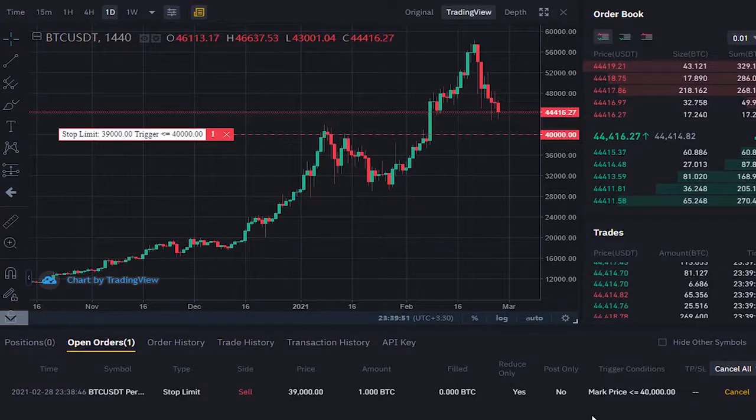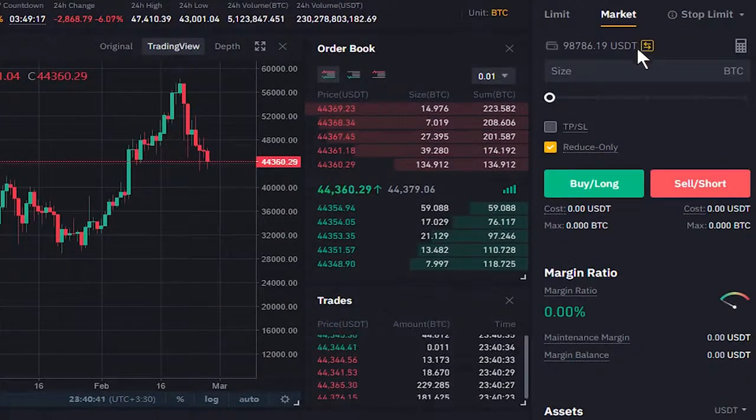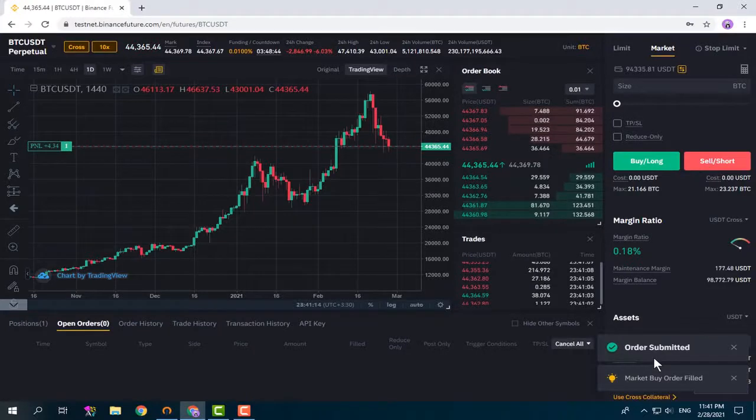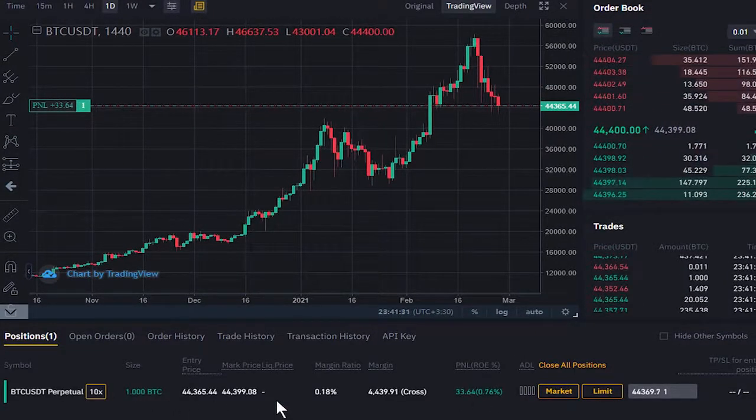This order can also be used for setting stop loss and exiting a position. Let me cancel this order and see how we do it. Consider you entered a long position here. Let's place a market buy order with size of 1 Bitcoin. We click on buy long, order submitted, and here is our long position. To manage your risk and protect yourself from large losses, you must place a stop loss for this position. One way is to place stop limit order. Let me show you how you must do it.